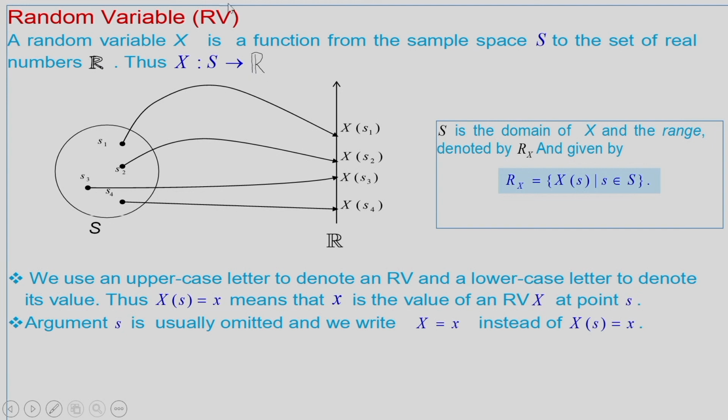So, since it is a mapping, we have to define what is the domain. S is the domain and the range R_X is a subset of R and given by R_X is equal to {X(s) such that s belongs to S}. So, those points on R which have a corresponding point in S constitute the range. So, we know what is the domain. Domain is S, range is R_X, which is a subset of R.